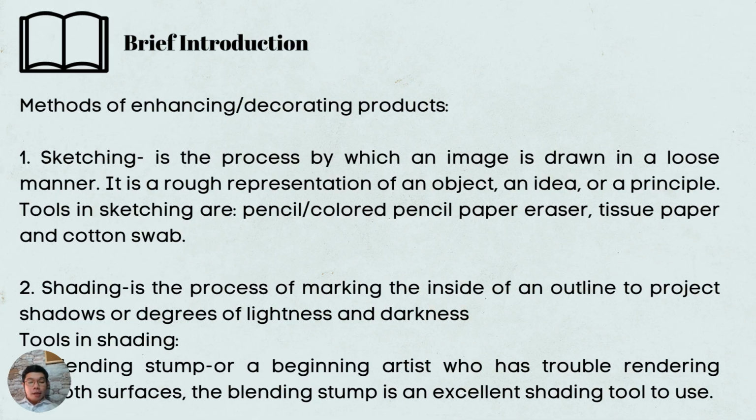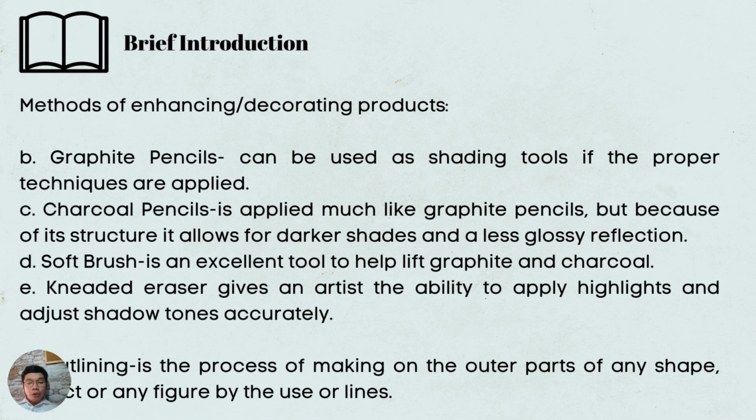The second is shading. It is the process of marking the inside of an outline to project shadows or degrees of lightness and darkness. So here are the tools in shading. You need a blending stump for a beginning artist who has trouble rendering smooth surfaces. The blending stump is an excellent shading tool to use. In shading, you also need to use graphite pencils. It can be used as shading tools if the proper techniques are applied.